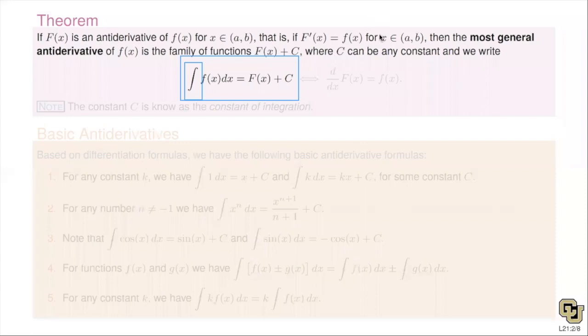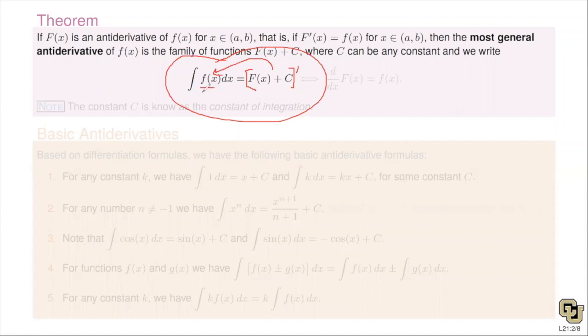So this statement here, I'm reading from left to right. I would read this as the antiderivative of little f of x dx is equal to capital F of x plus c. And when we write this notation, what we're really saying, and this is really important, is that the derivative of the right-hand side equals little f. It's really important that you interpret this notation as saying something about the derivative of capital F.